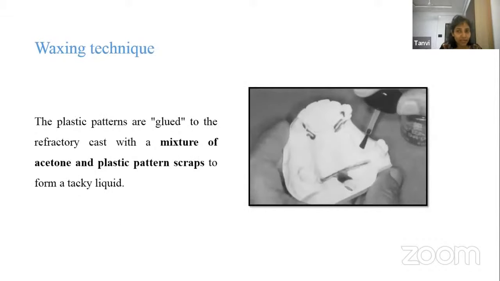After the design transfer, what is now required is to wax the cast. That is, the entire design will be covered by the RPD casting wax. So after adapting the cast, we can proceed to the casting procedure. The plastic patterns are glued to the refractory cast with a mixture of acetone and plastic pattern scraps to form a tacky liquid. This is done to make the casting wax stick properly to the refractory cast, so it does not come out when we are doing the further procedures.